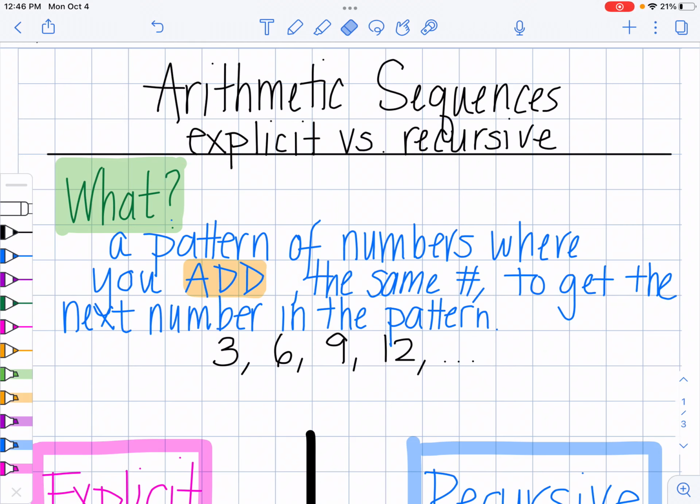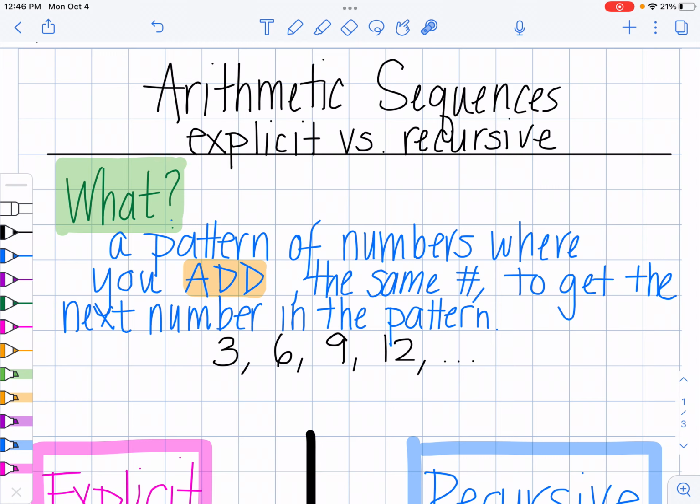Hi there! In this video, we're going to talk about arithmetic sequences and the difference between the explicit and the recursive formulas. So first, something to note is this word right here looks like the word arithmetic. We pronounce it arithmetic sequences. And what is an arithmetic sequence?